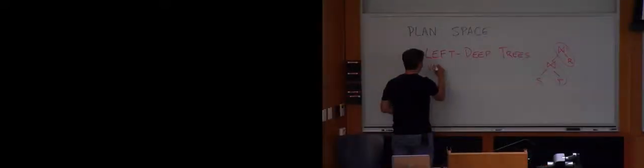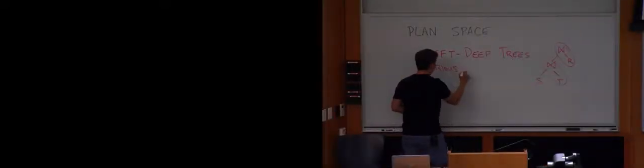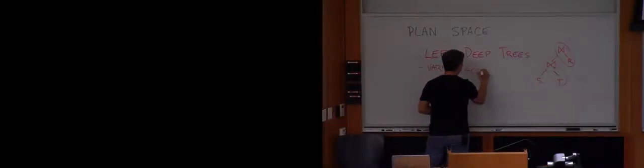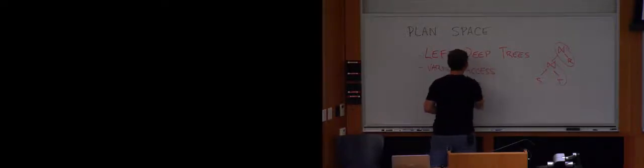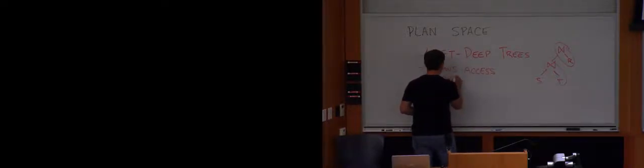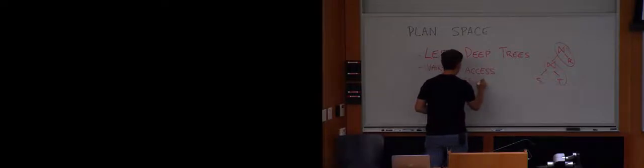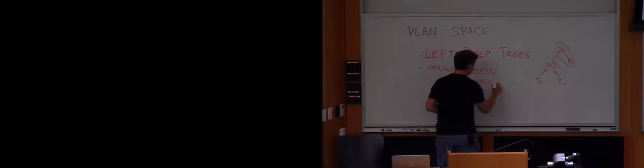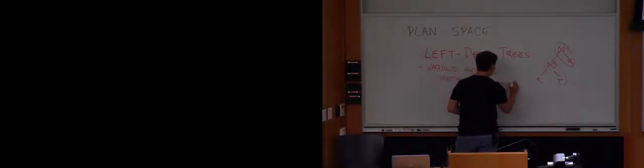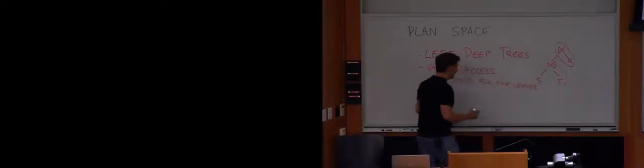In addition to the shape of the plans we'll look at, we've got various access methods for the leaves. So B trees on various columns that may or may not be defined in your database. If you do have the B trees, great. As well as heap scans. And then we have various join algorithms, right?